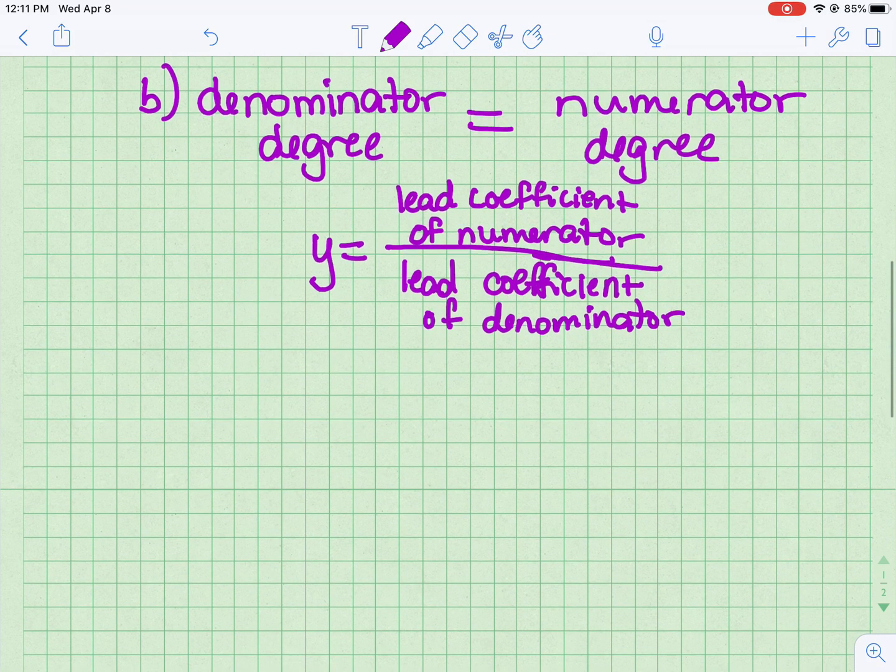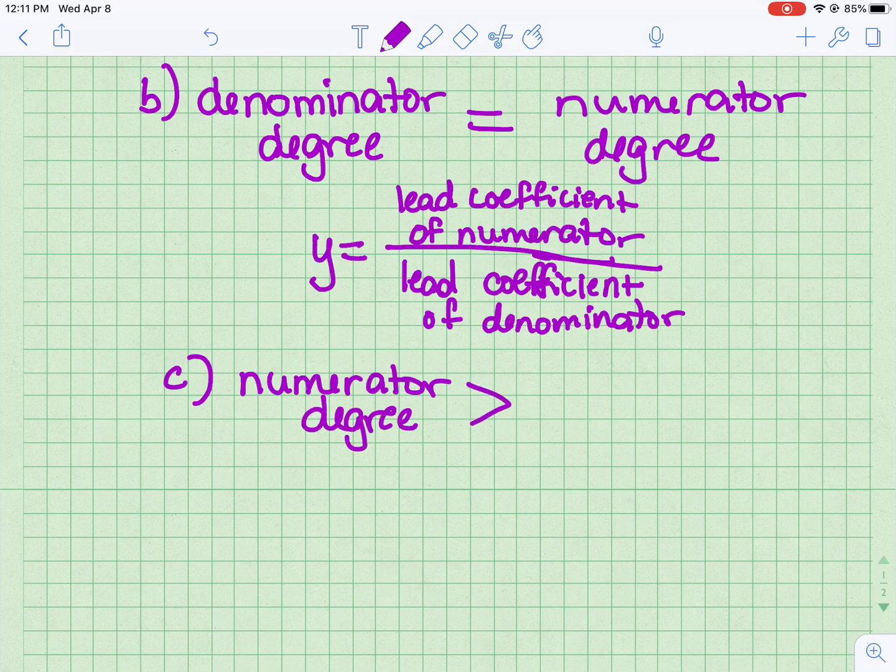And then the last one is obviously if the numerator degree is greater than the denominator degree.